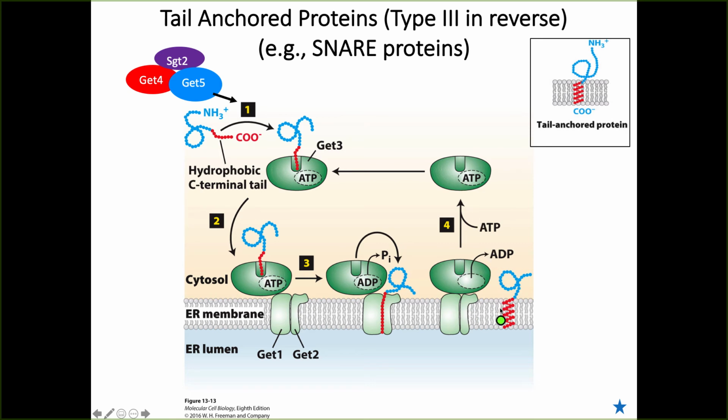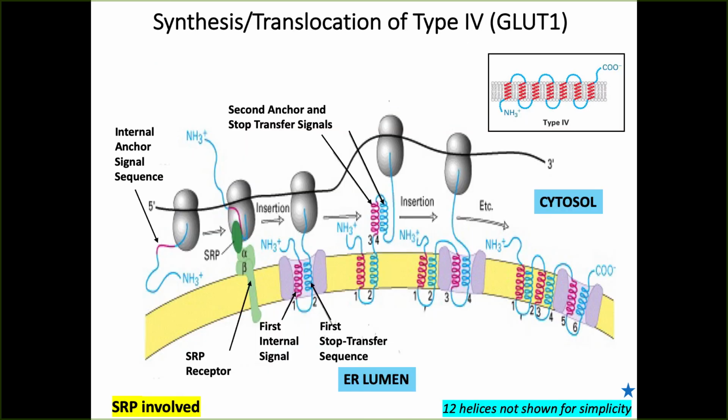So here the complete C-terminal end is buried into the phospholipid bilayer. There is no tail that is sticking out, and that's the most important part. So that is complete cytosolic synthesis. Now we are looking at the synthesis of a translocation of a type 4, and it gets a little bit more complicated.